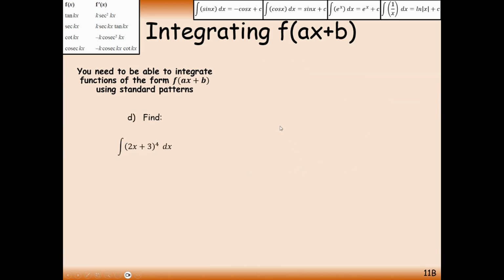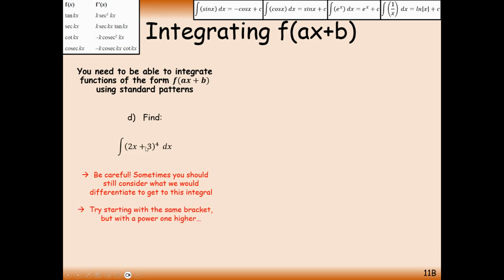Looking at this power of 4 here, we have a linear function inside. The derivative of 2x would have been a 2. That 2 is missing in front of this derivative. So we need to put a factor of a half outside the integral and use the reverse power rule here. So the reverse of power rule says that we need to increase the power by 1 and divide by the new power. Okay?